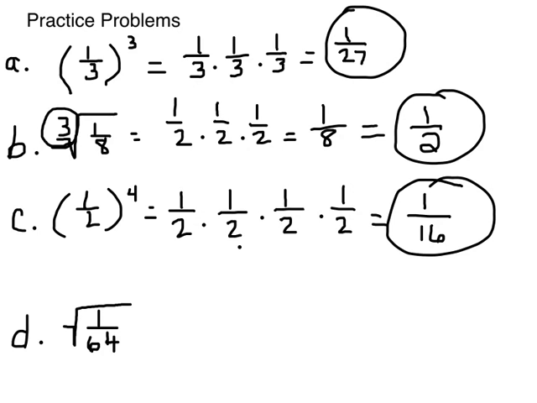And D is very simple. The square root of 1/64 would be 1 over, what is the square root of 64? Right, it's 8. So the square root of 1/64 then would be 1/8.